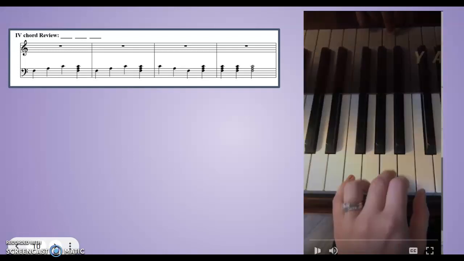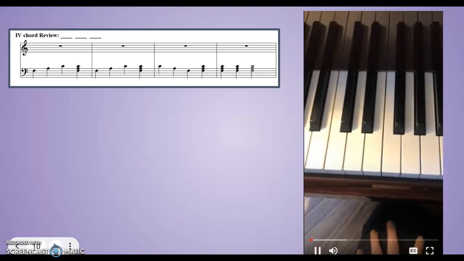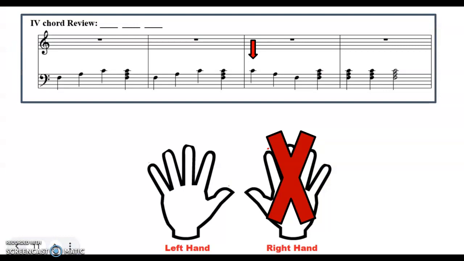We're going to try playing this on your keyboard. If you need to watch Mrs. Hartman playing it, I will try to share that video in the Google Classroom. If you don't need to see it, that's okay. You're going to use your 5th finger, 3rd finger, thumb.